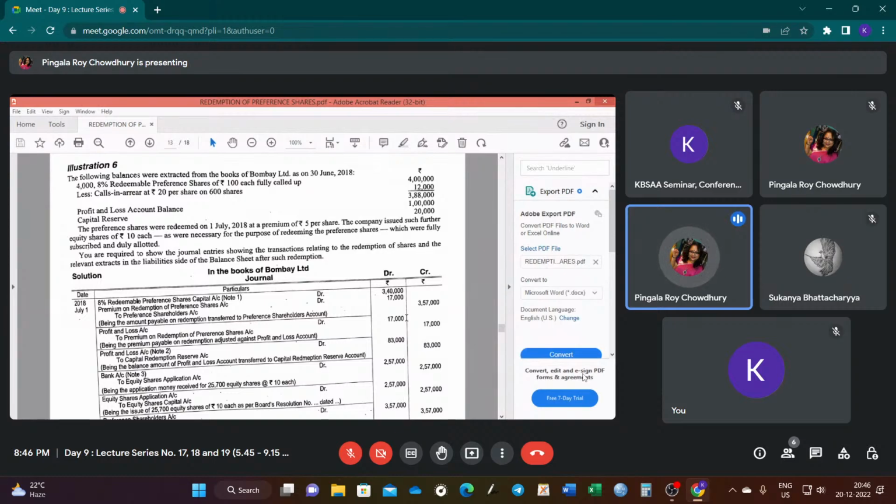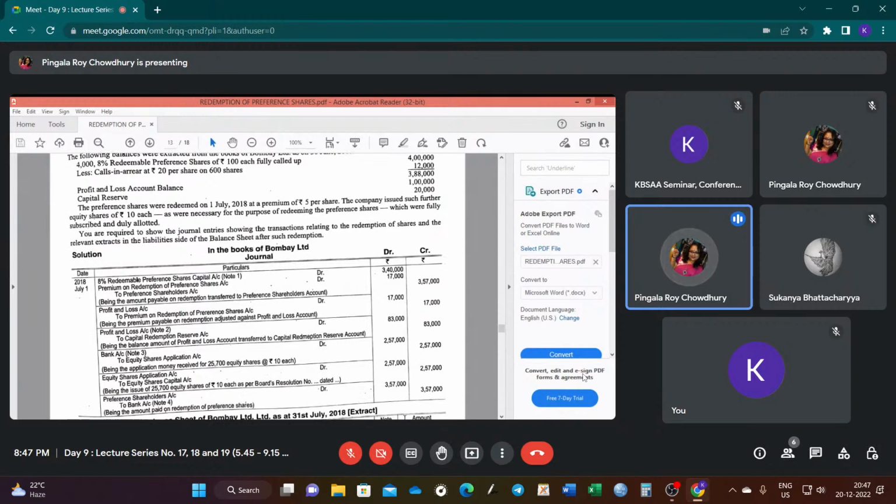Now once you have got what amount you are getting from divisible profit for redemption, now you can easily find out what will be the amount required to issue your equity shares. See, you are requiring a total of 3,40,000 rupees for redemption, out of which 83,000 has been arranged by setting aside divisible profit. So you are left with 2,57,000 rupees, which need to be issued as your equity shares. So bank account debit to equity share application 2,57,000, equity share application to equity share capital 2,57,000.